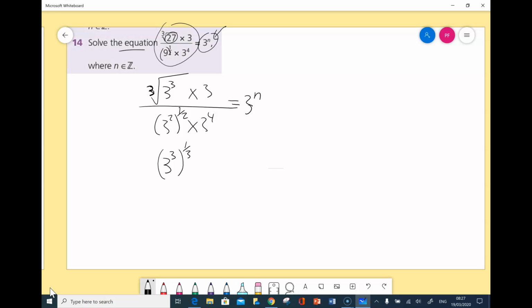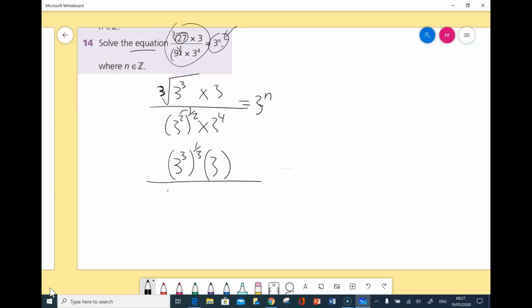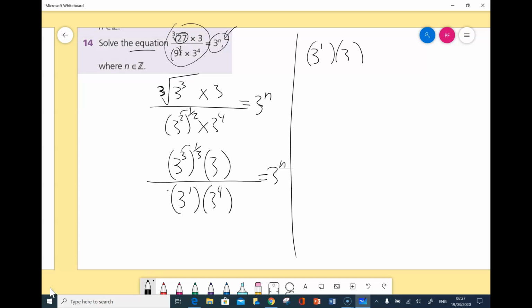Going to get rid of this multiply sign because I hate them. So multiply by 3 over, multiplying 2 multiplied by a half is 1. So it's 3 to the power of 1, multiplied by 3 to the power of 4 equals 3 to the power of n. So 3 multiplied by a third is 1. So it's 3 to the power of 1 multiplied by 3. Now what do we do when we're multiplying here? We add our powers. That's 3 to the power of 1 by 3 to the power of 4, which is 3 to the power of 5 equals 3 to the power of n.